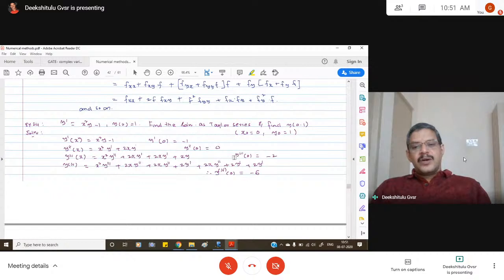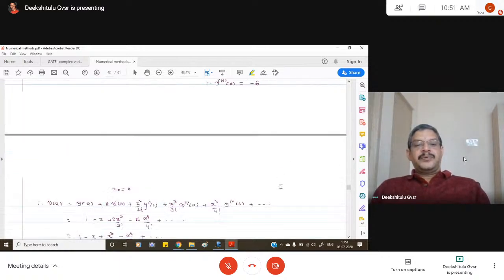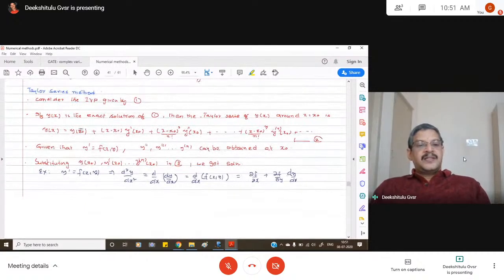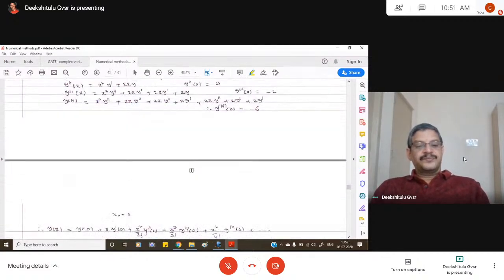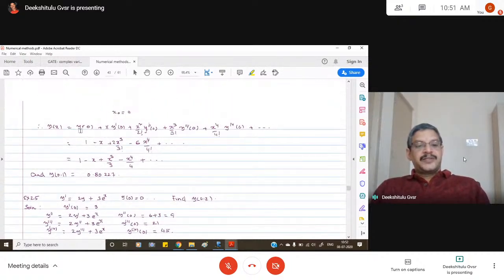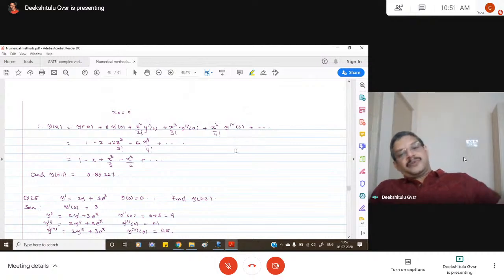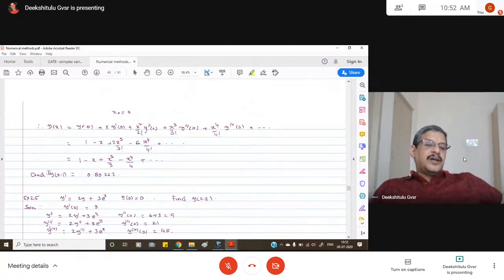So like this you go on finding the different derivatives. The fourth derivative at 0, you get minus 6. So put these things in the Taylor series expansion. So y of x is equal to y at x naught plus x minus x naught, because x naught is 0, into y dash plus x square by 2 factorial y double dash, and so on and so forth. If you put the values of the different things that you have calculated, you get the solution. And finally, find y at 0.1 as 0.80227.